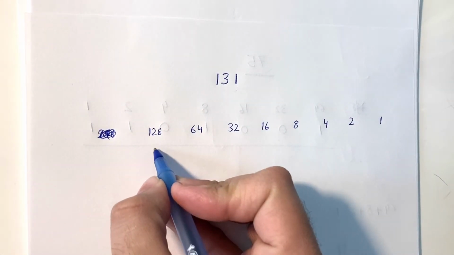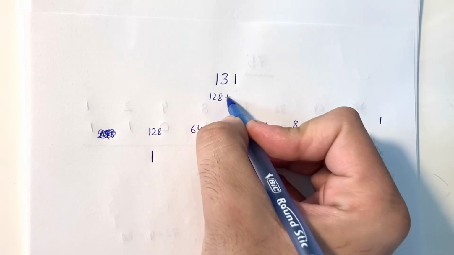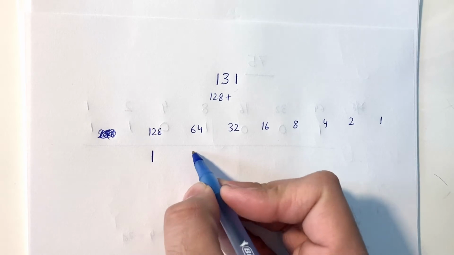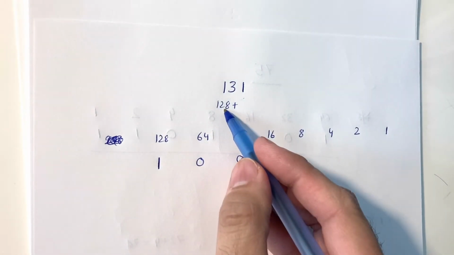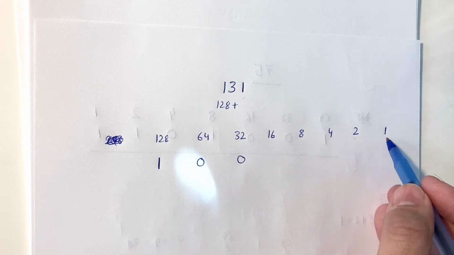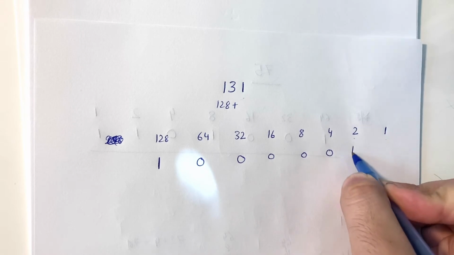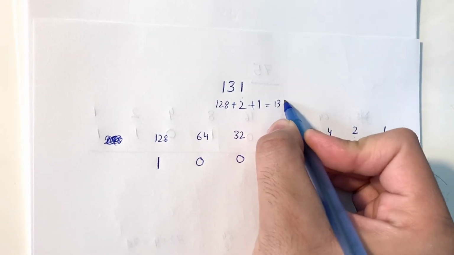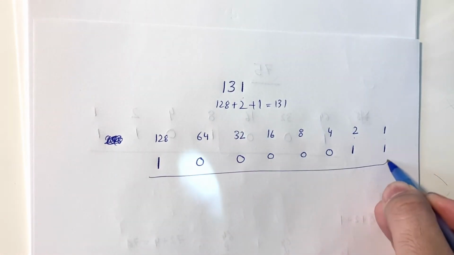Do we need 128? Yes, we need 128, so we will add it. So 128 plus what, in order to make it 131? Do we need 64? No, it will be too big. 32, too big. So all we need is 128 plus 2 plus 1. So 130, 131. So all these values will become 0, and we just have this and this. Got it? So this is the binary for 131.